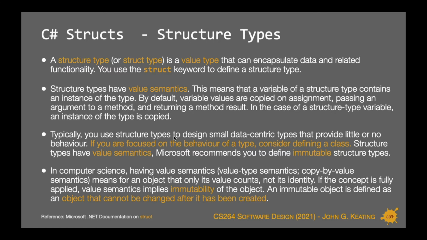So typically you use structure types to design small data-centric types that provide little or no behavior. When we talked about lambda objects, there's a single piece of data and a single method. But let's say you want to have lots of different kinds of data, but you don't do much with them. There are not lots of methods. So they're highly data-centered rather than procedural-centered or functional. So instead of creating objects and classes and all that kind of stuff, we just create the struct, because we're mostly interested in anything to do with the data itself.